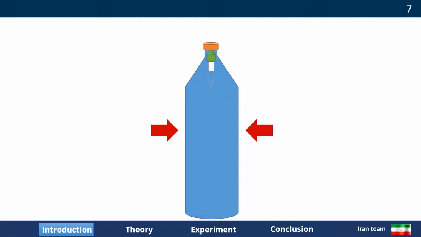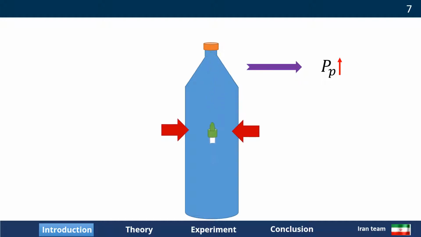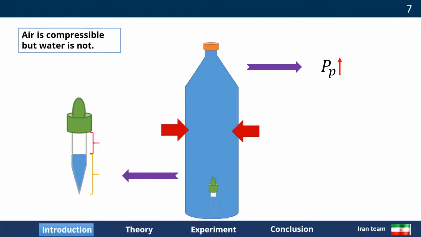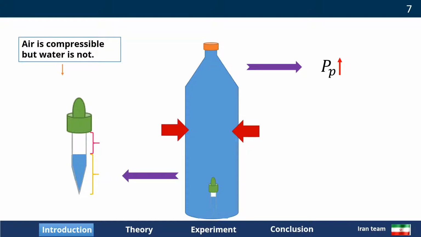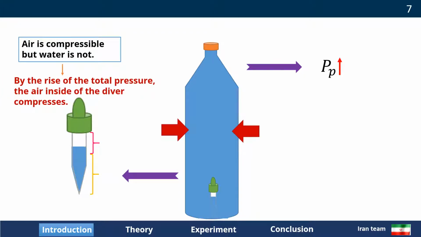Now let's take a closer look at what happens in a Cartesian diver. When we squeeze a bottle, we increase the total pressure in the bottle, and then our diver sinks. Now let's take a look at our diver. This is the initial length of air column in the diver, and this is the initial length of water column in the diver. Air is compressible, but water is not. So by the rise of the total pressure, the air inside of the diver compresses, and its volume decreases. So it allows more water to come inside of the diver, so the volume of water inside of the diver increases. As a result, the density of our diver increases, and then our diver sinks.